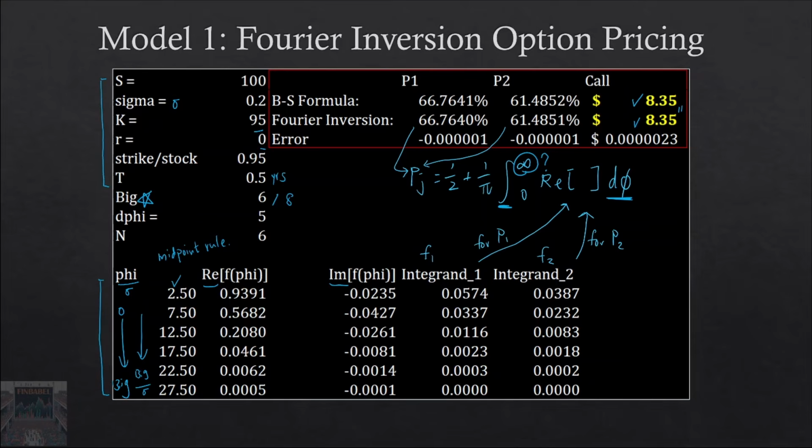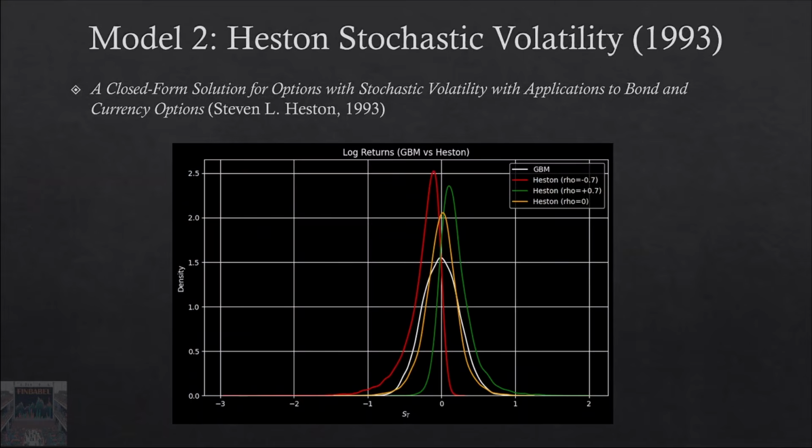But the key takeaway is that big is just a practical truncation parameter. It doesn't need to be exact. As long as it's large enough, typically 6 or 8, the method produces very accurate results. So putting everything together, what the spreadsheet is doing is very simple. It builds a grid, evaluates the characteristic function at each point, constructs the integrand, and sums everything up. And because the midpoint rule converges so quickly, even a small number of rows, like 6, is enough to get highly accurate option prices.